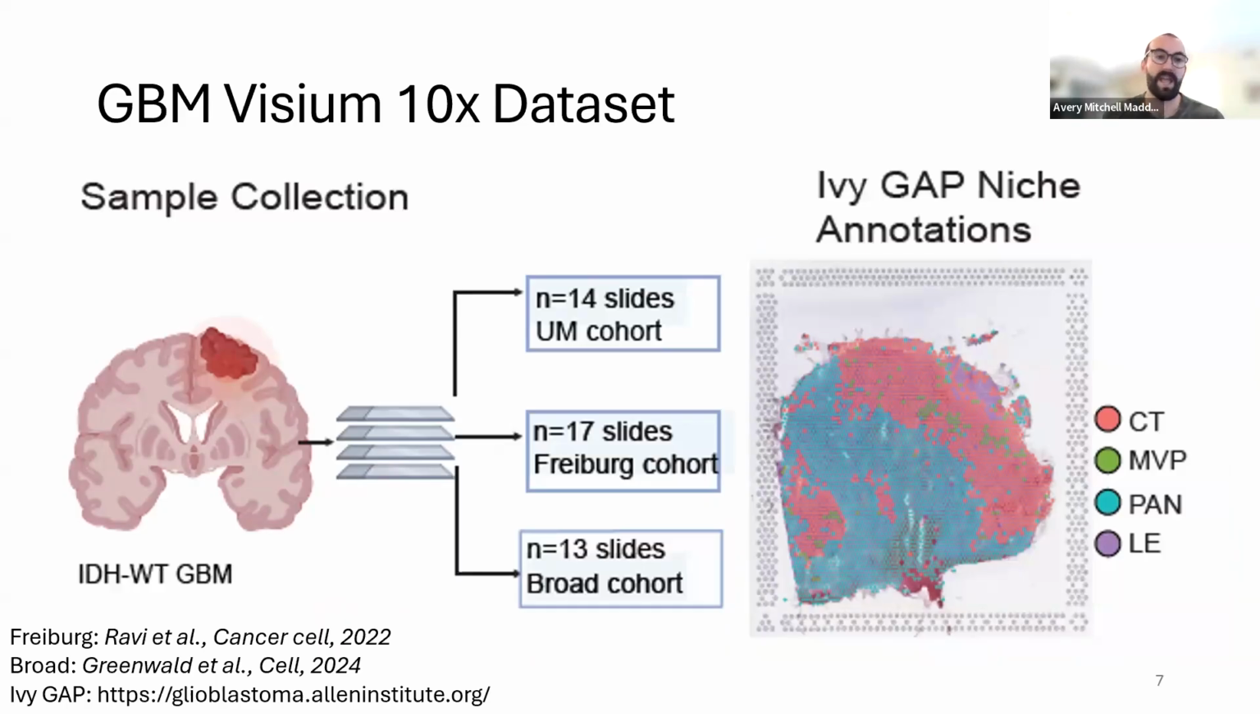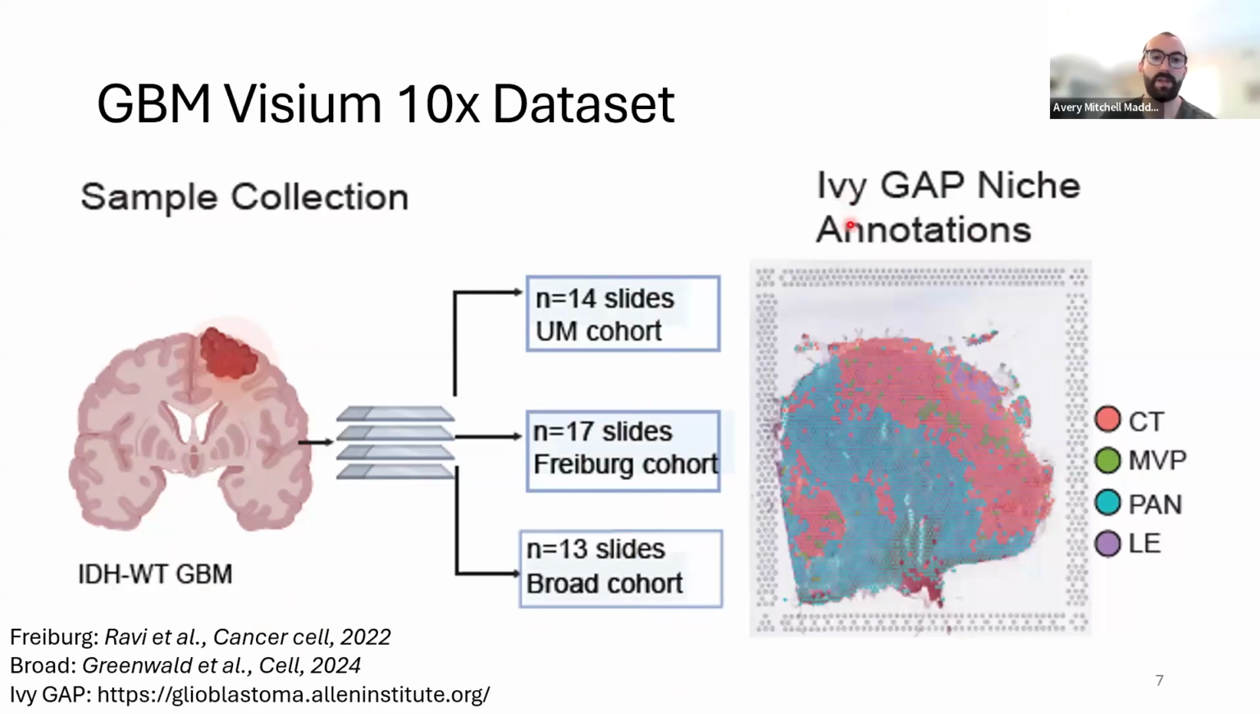So we gathered a cohort of 44 slides of Visium 10X data for our spatial transcriptomics. This was collected across a combination of multiple cohorts, so 14 slides from here at U of M, 17 slides from the Freiburg cohort, and 13 slides from the Broad cohort, for a total of 44 IDH wild-type glioblastoma slides. These are taken from tumor resected from donor patients.